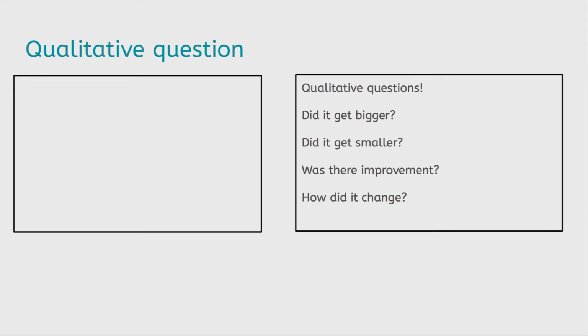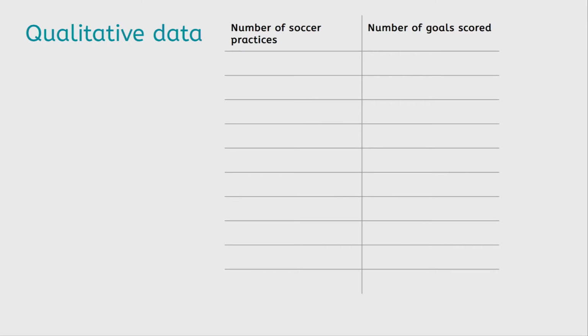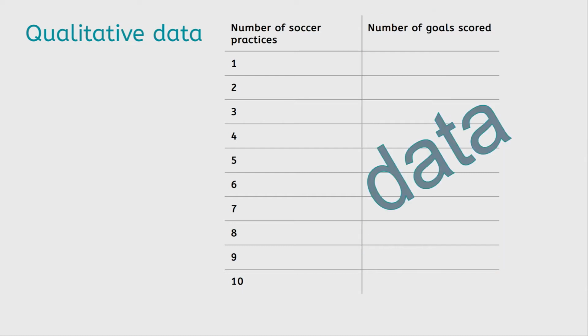So let's think about our qualitative question. Let's figure out if you get better at playing soccer by going to more practices. We will use this table to keep track of how many goals you score after going to 1, 2, 3, all the way up to 10 practices. We will keep track of how many goals you score at the game after going to each number of practices, and we'll keep track in the numbers of goals scored column. The number of goals scored will be our data.